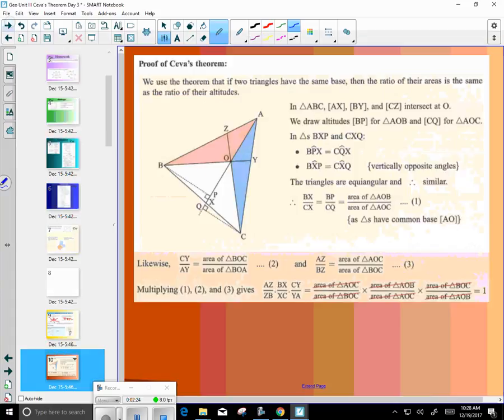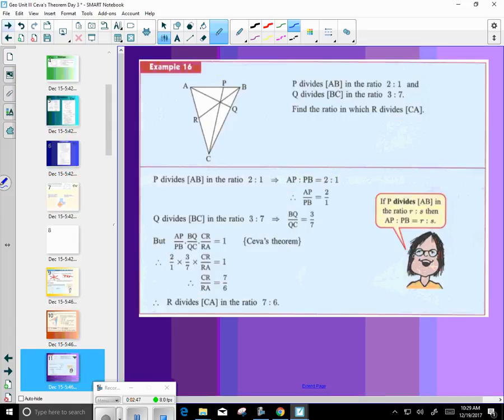For the proof for this one, I like what they did with altitudes and areas. I'm not going to go through this, but they did not use similar triangles as much as they did equiangular triangles and then related those triangle areas to prove this. But you can see that for the proof of Ceva. I'm not going to go through it, but I am going to go through some examples here.